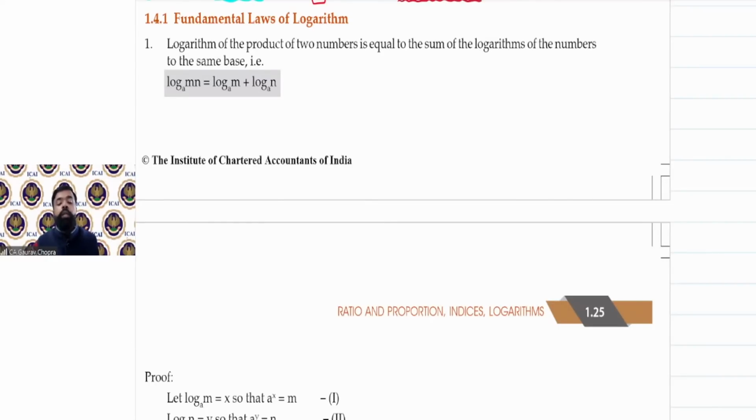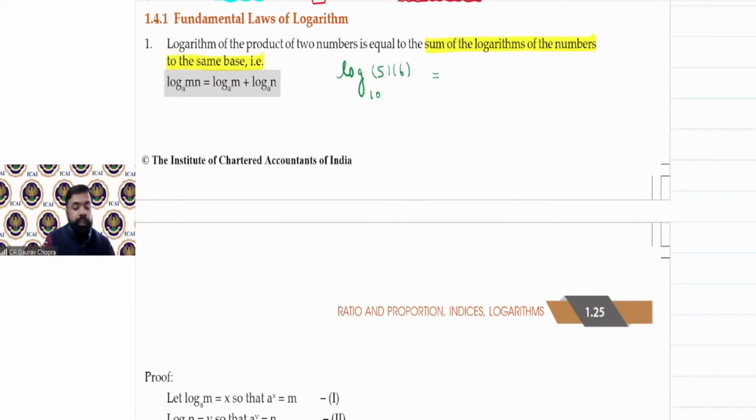If we have to multiply two numbers, let's write log of 5 into 6 with base 10. This is given. Then how can we open this? The log of the product of two numbers is equal to the sum of the logarithms of the numbers.